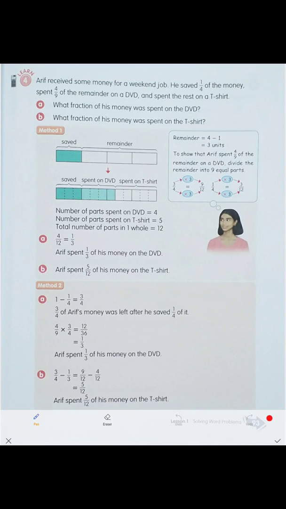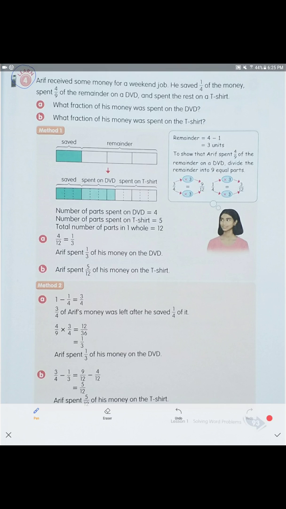Okay, these next problems are a little bit harder because you need to think of the remainder, right? Learning problem. Arif received some money for a weekend job. Okay, he got money. He saved 1/4 of the money. He spent 4/9 of the remainder on a DVD and spent the rest on a t-shirt. Question A. What fraction of his money was spent on the DVD? Question B. What fraction of his money was spent on the t-shirt? Alright, this is what you do, right? You get your first unit bar.